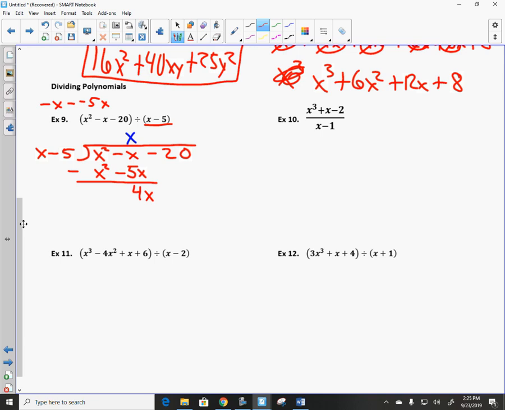Now, since I have a binomial, meaning 2 parts, I'm going to drop down the negative 20, so I have 2 parts here. And we start the process again. What do you multiply x by to get 4x? 4. So I take the 4 and I multiply it through. What's 4 times x? And what's 4 times negative 5? When I subtract those, I get 0. So your answer is x plus 4.